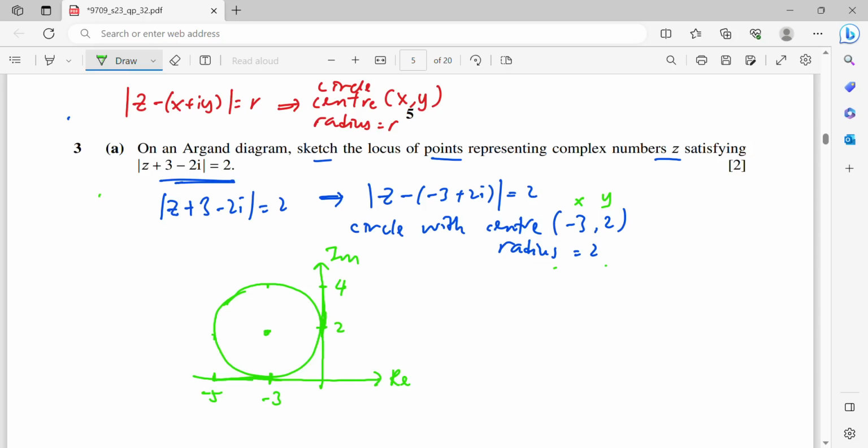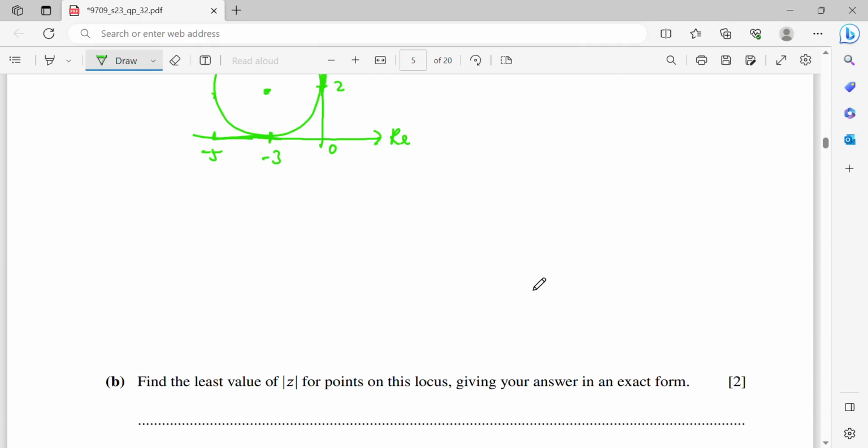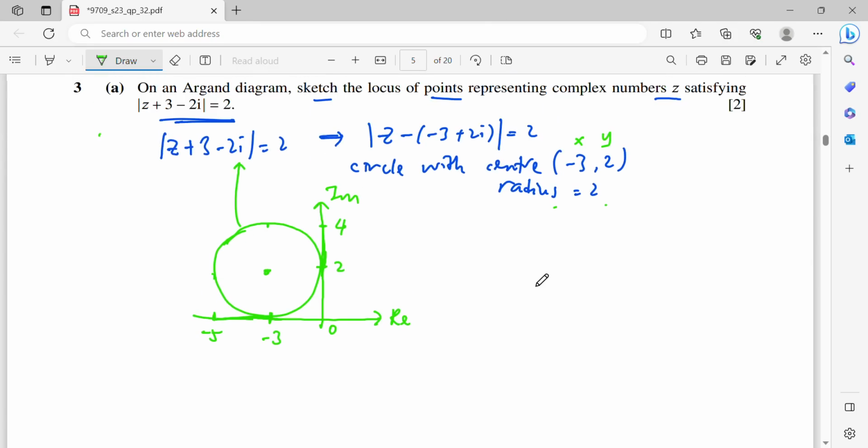Alright, so this is the circle. Here is 0. Now, done for the A. And I noticed that there's one error here because we know that it is minus 3, radius is 2, which means that here is supposed to be minus 1. Okay, it's not 0. So I have to adjust my imaginary axis. So it will be somewhere here.